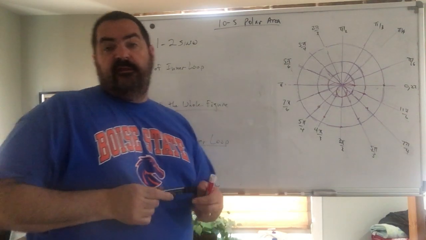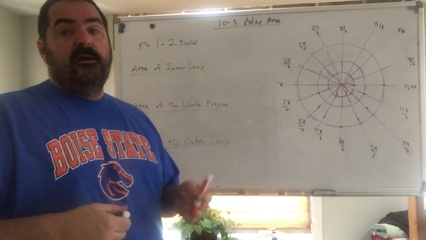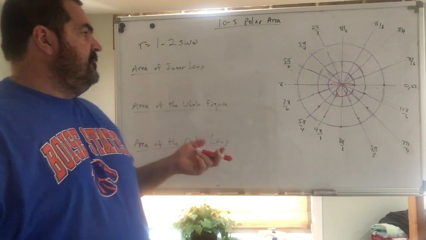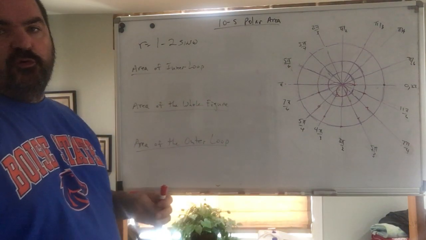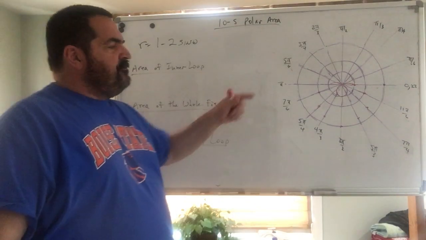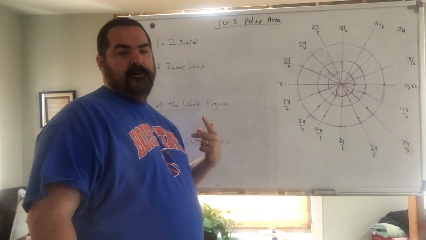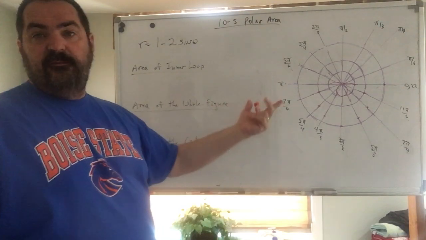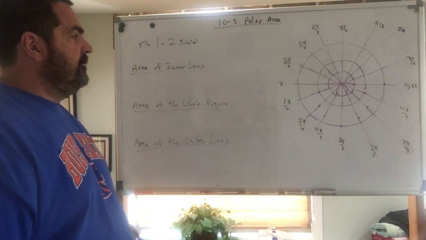All right, here's 10.5 polar area, part 2, and I'm going to show you example 2 of the equation r equals 1 minus 2 sine. We graphed it when I showed you polar graphing. I graphed a sideways one of these. This is, remember, a limacon. It's got a little circle in there.